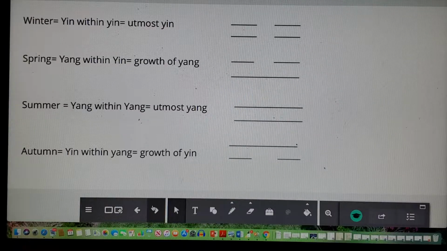So that means things are within, things are going down. There is coldness in the air, and so there is a tendency to be internal during yin times, and that is the winter. That is the yin within yin. It is utmost yin. And then you have the growth of yang.